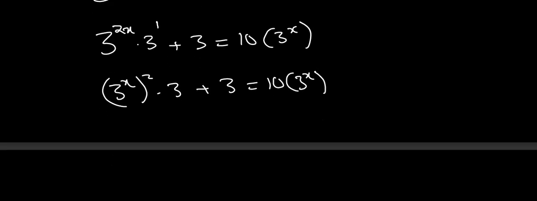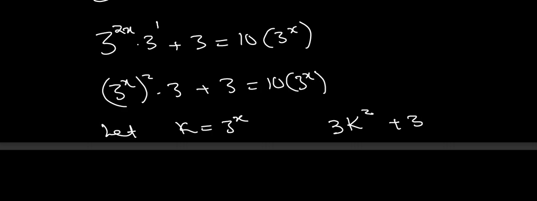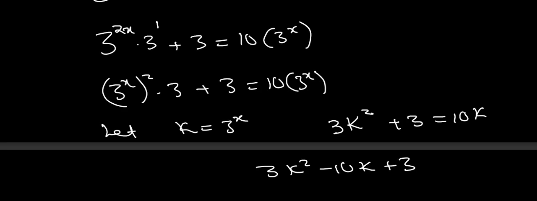Yeah, then from here we can just let k be equal to 3 to the power x, so that if we put a k here, it's going to be k squared times this 3, so the 3 can now be written in front, then plus a 3 is the same as 10k. We turn this into a quadratic by bringing the 10k to the other side, it becomes negative. Yeah, this is what you have.